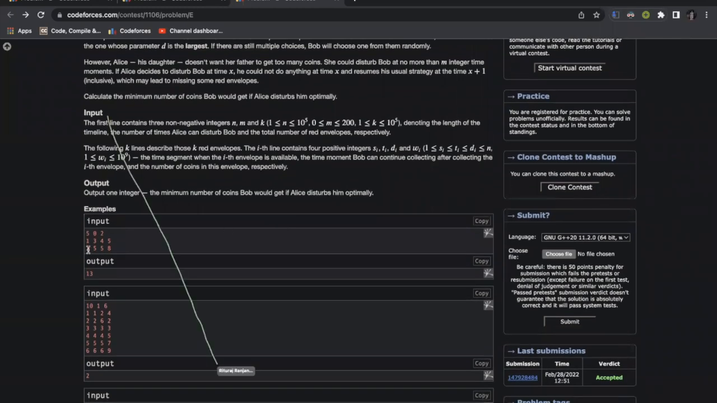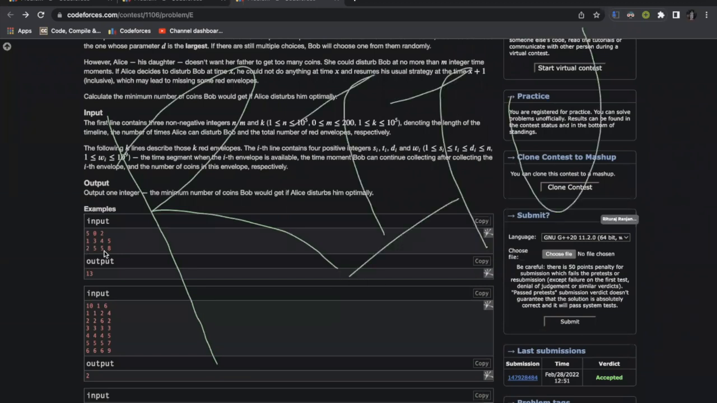And the second envelope starts at t equals 2, ends at t equals 5. Its d value is 5, and we would get 8 coins.